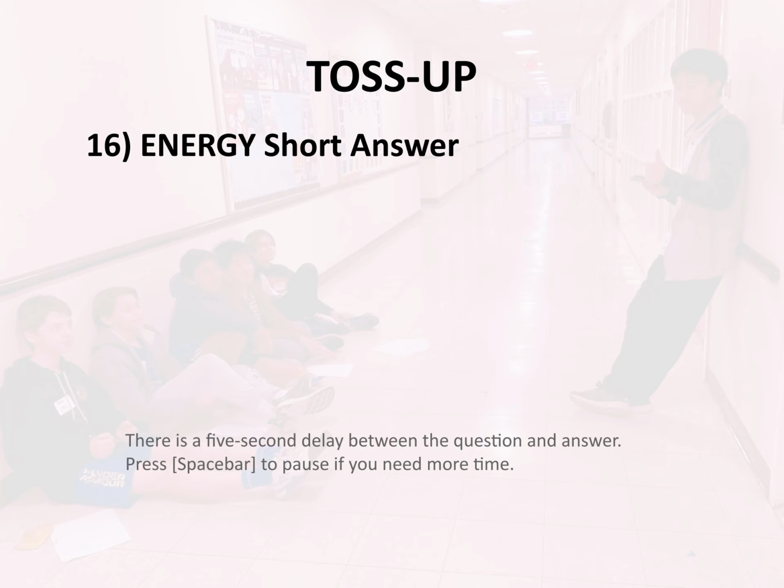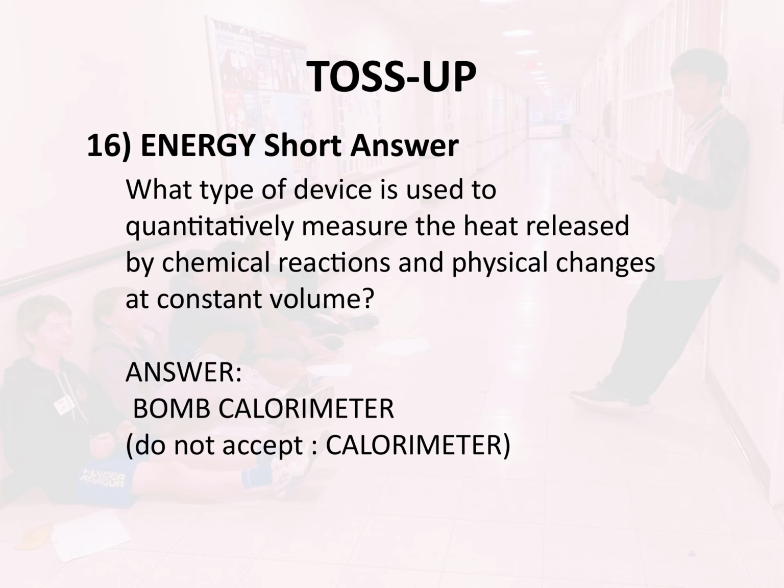Toss-up 16. Energy. Short answer. What type of device is used to quantitatively measure the heat released by chemical reactions and physical changes at constant volume? Answer. Bomb calorimeter.